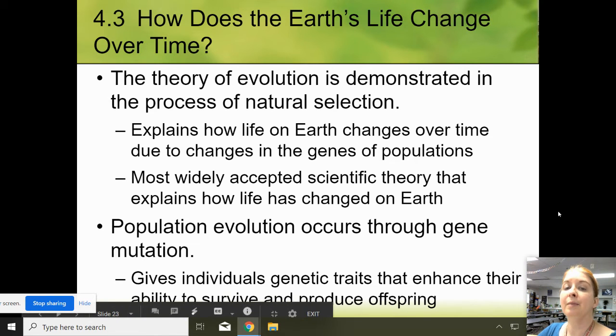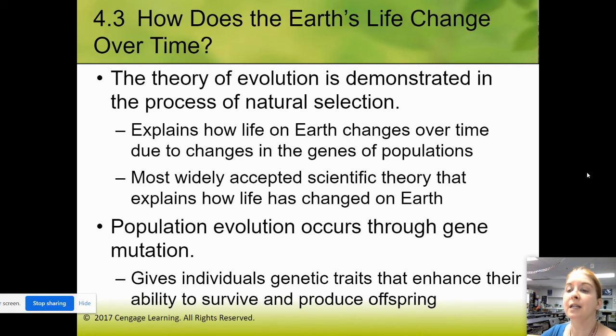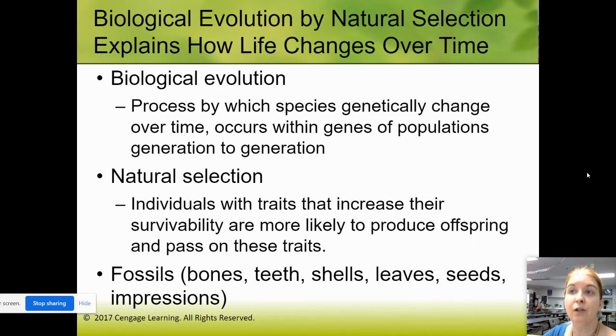There we go. This gives individuals genetic traits that enhance their ability to survive and produce offspring. So step one is you have that random gene mutation that happens. Then you can have biological evolution. This definition would be the process by which species genetically change over time, and this occurs within the genes of a population from generation to generation.